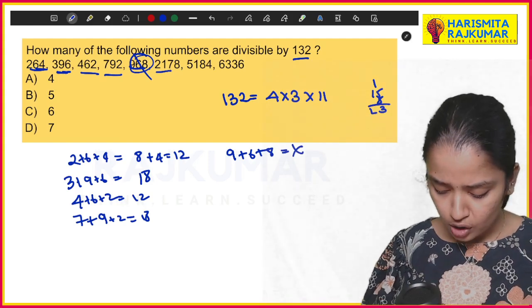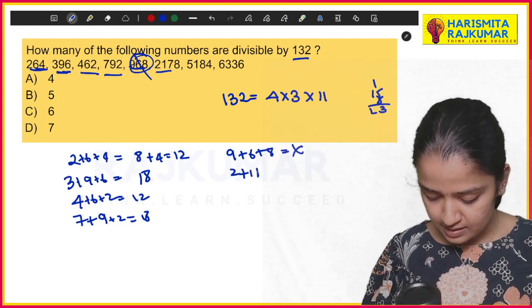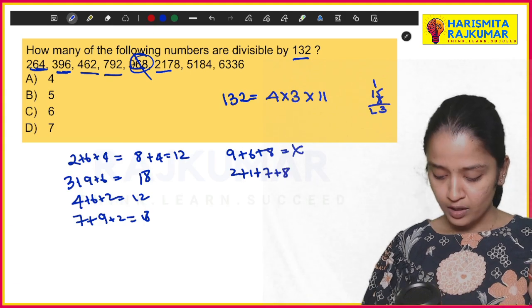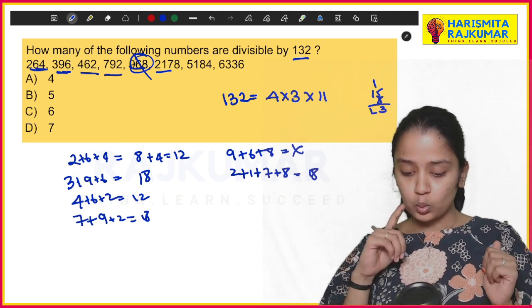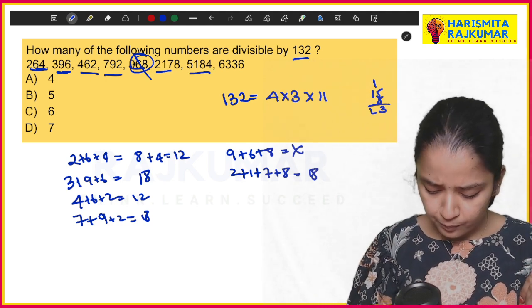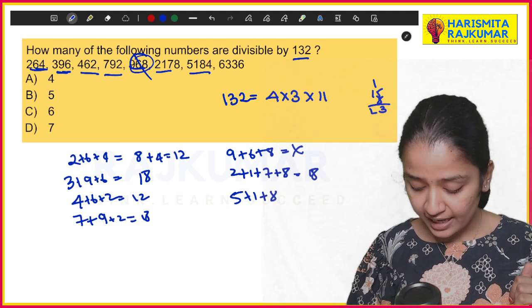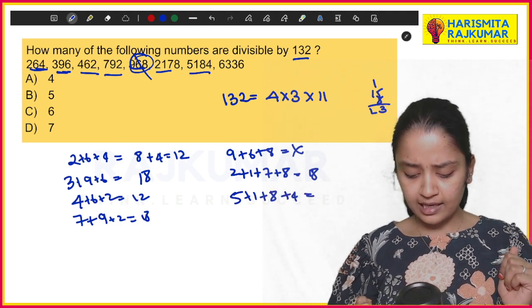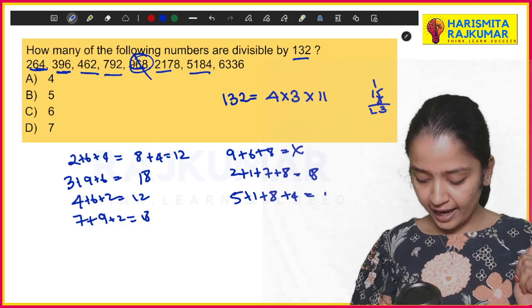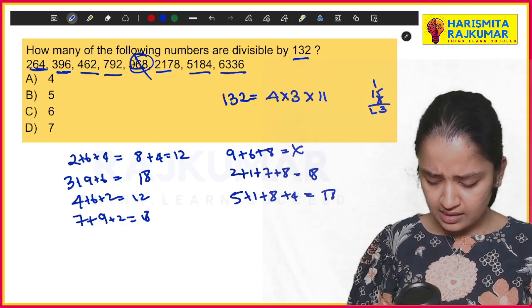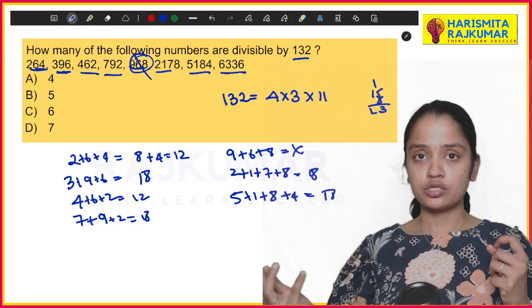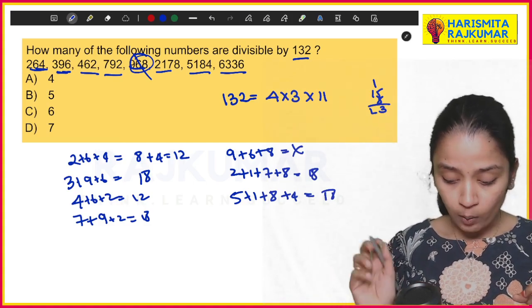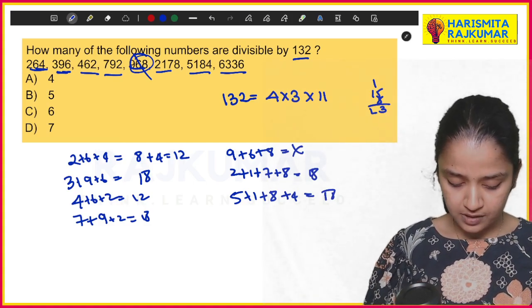Now let me check 2 plus 1 plus 7 plus 8, which is 18. This is also divisible. Now let me check for 5 plus 1 plus 8 plus 4, which is nothing but 6 plus 4, 18. So this is also divisible. This is also divisible. 6 plus 3, which is 9. 9 plus 3, which is 12. This is also divisible. Now again, let me check for divisibility by 4.